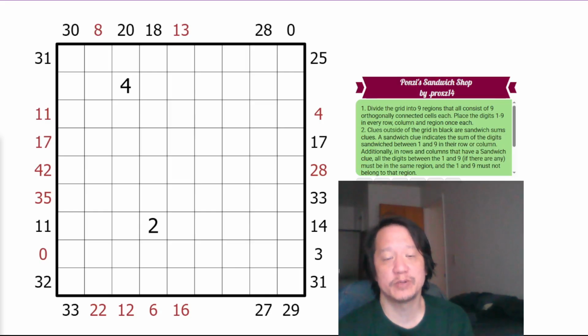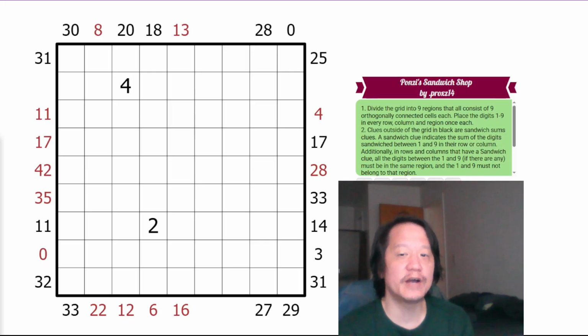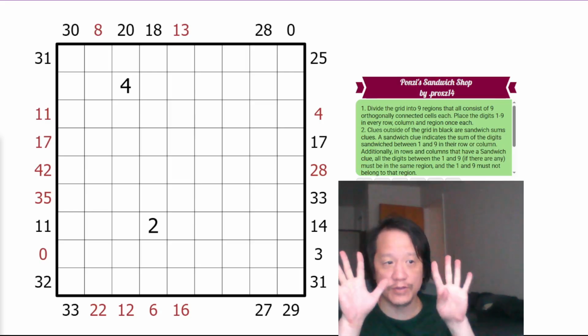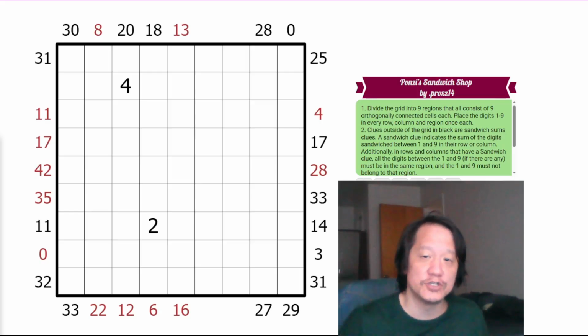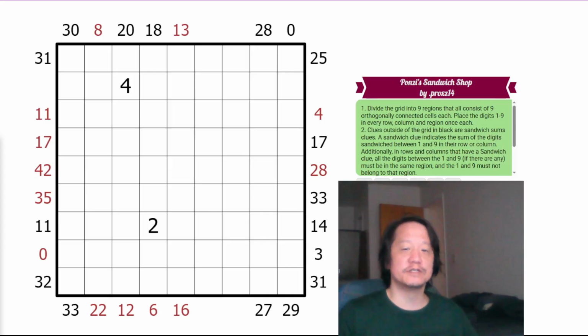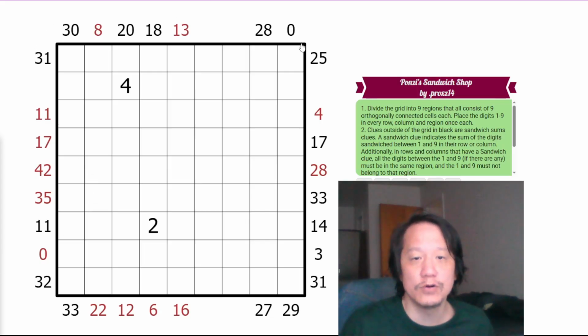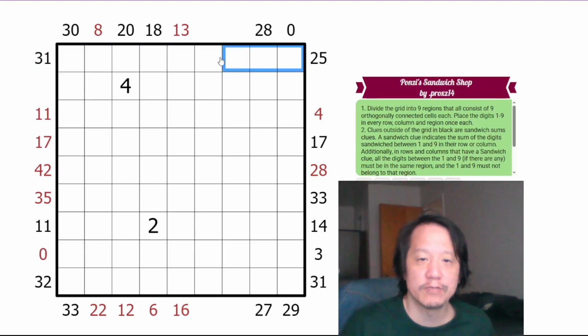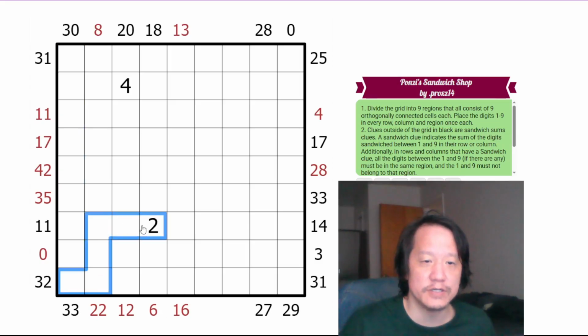Today's puzzle is called Ponzi's Sandwich Shop by Proxy14. And here are the rules. We need to divide the grid into 9 regions that all consist of 9 orthogonally connected cells each. And we need to place the digits 1 through 9 in every row, column, and region once each. So this is a typical chaos construction rule set.